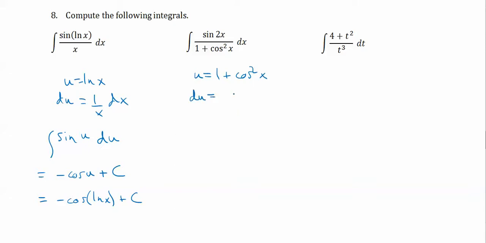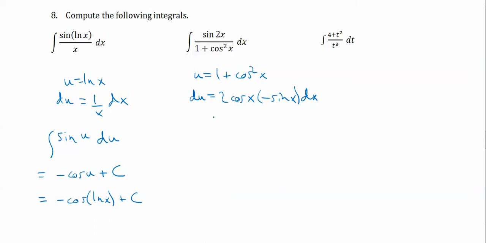And so du is the derivative of that, so it's 0, and then this is the same as cosine of x, the whole thing squared, so the outside function is the square. That means the derivative of the outside function is 2 times cosine x, and then we have to multiply by the derivative of the inside. The derivative of cosine is negative sine x.